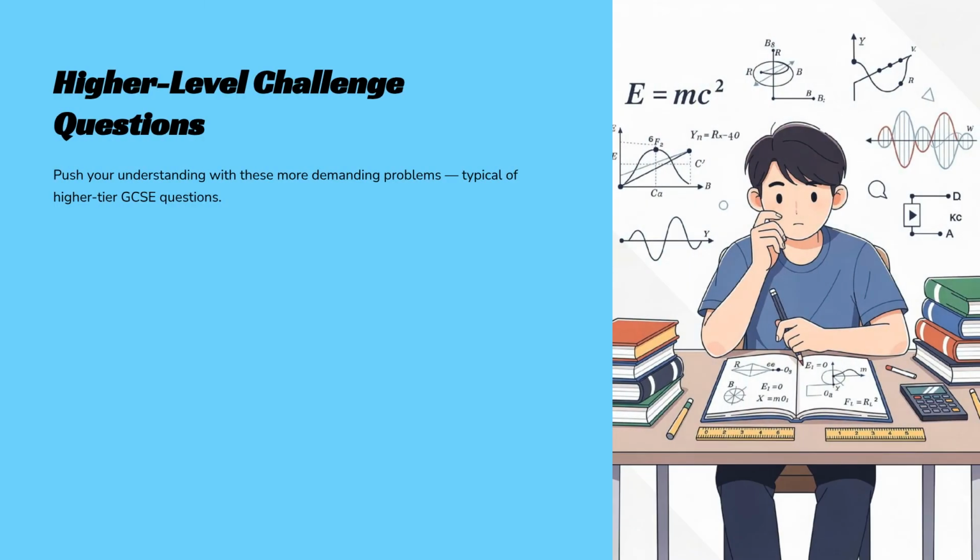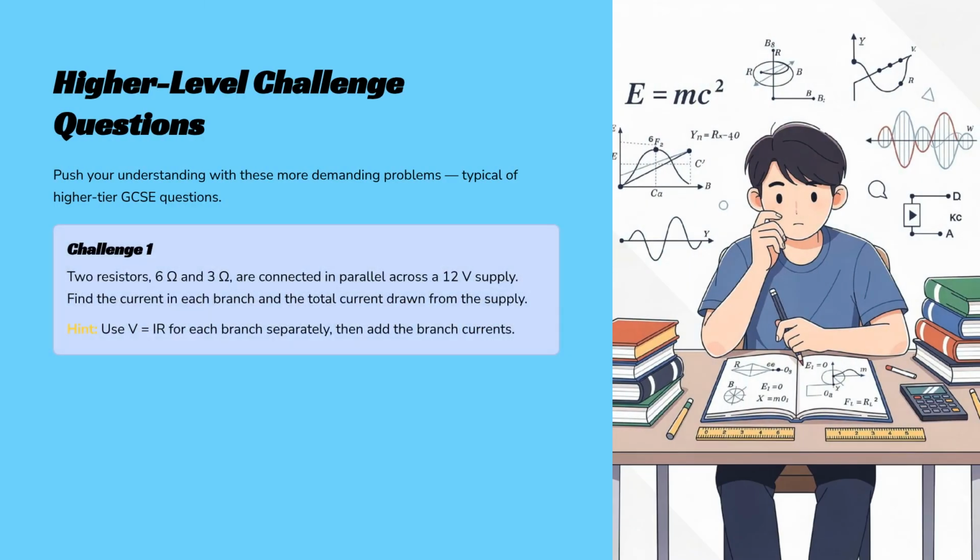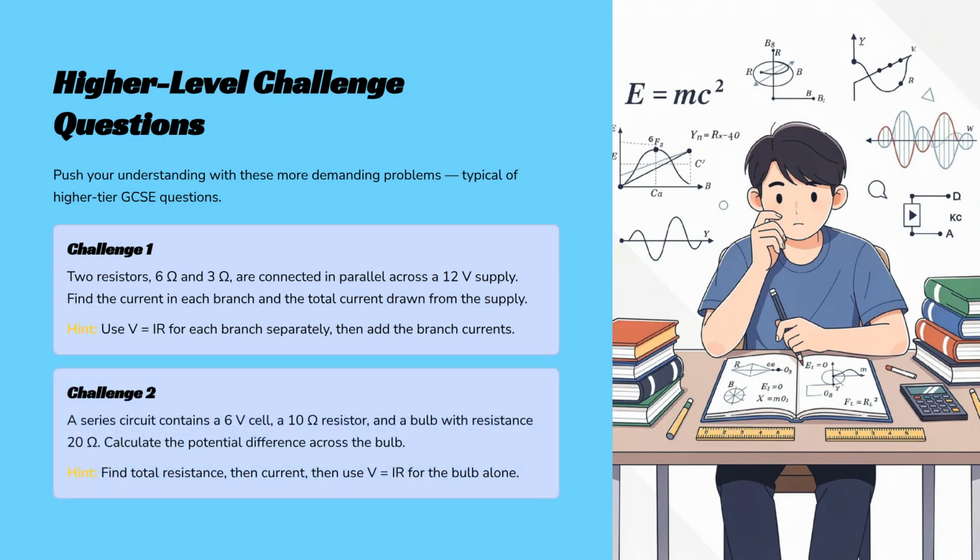Finally, tackle our higher-level challenges. For parallel resistors, calculate branch currents separately, then sum them. For series, find the total resistance first, then the current, to calculate the individual potential difference across your component.